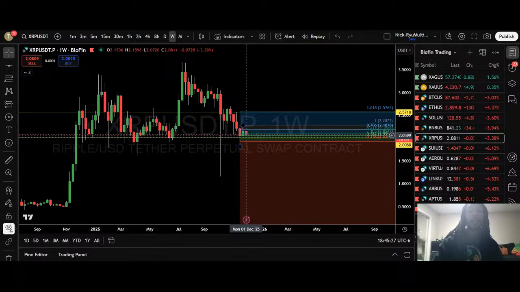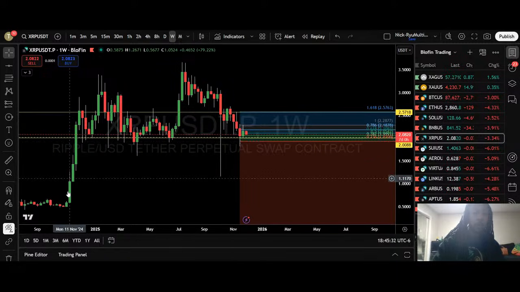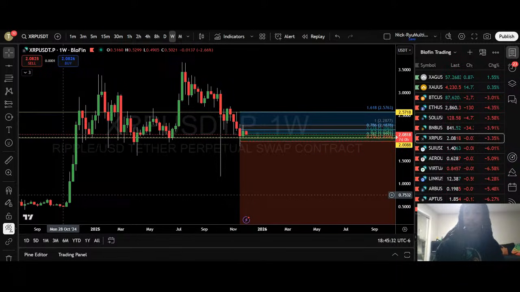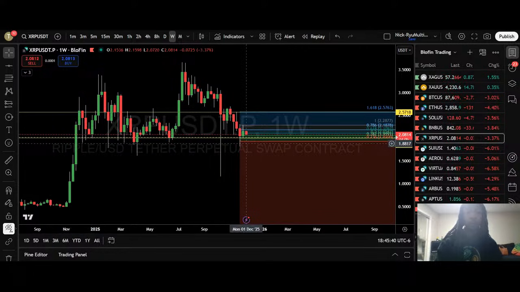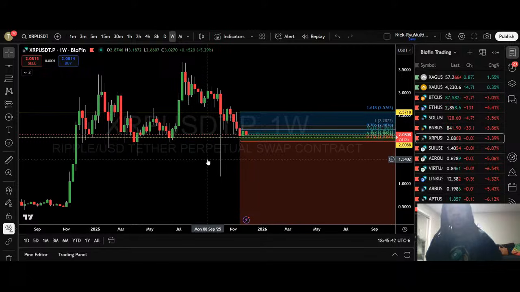But if it does not hold and you break this range, know that you can come all the way down to about 75, 80 cents before you find support again, right? That was a quick move to the upside. It can be a quick move to the downside. So when it comes to XRP, guard your grill.